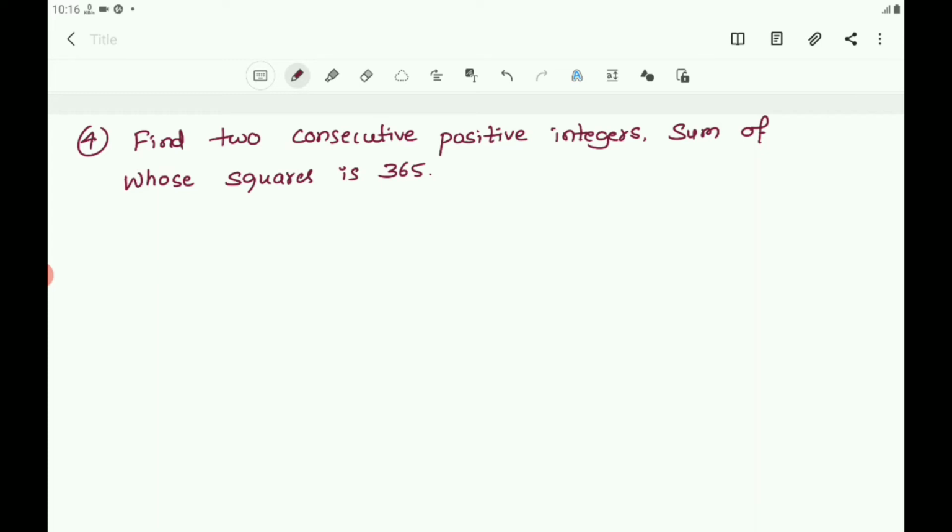They are positive integers. So let us take the two consecutive positive integers as x, and the next one is one more than x, that is x plus 1. The two consecutive positive integers are x and x plus 1. So let us have the solution here.